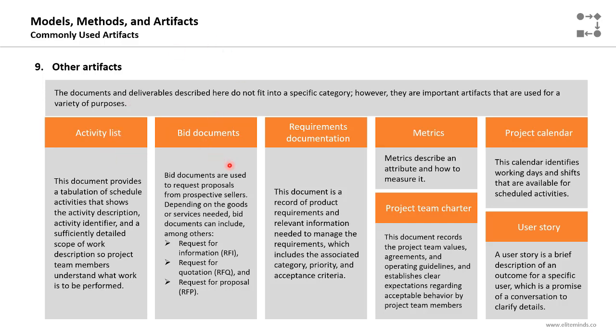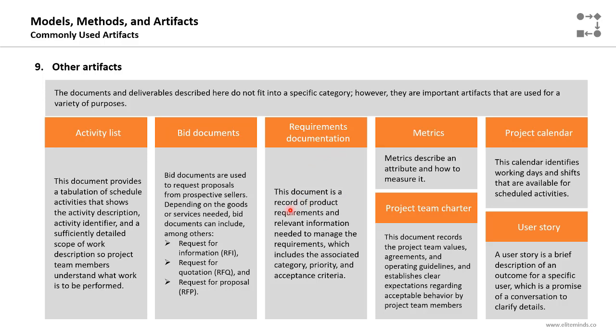Bidding documents are used to request proposals from prospective sellers. If we want to obtain a proposal from a seller, we should share with this seller the bidding documents. Depending on the goods or services needed, bid documents can be only request for information. It can be a request for quotation if we have the items we want to buy identified, for example, in a bill of quantity. We can use the request for quotation. If we don't have clear requirements and we want solutions to be proposed from the sellers, we will use the request for proposal.